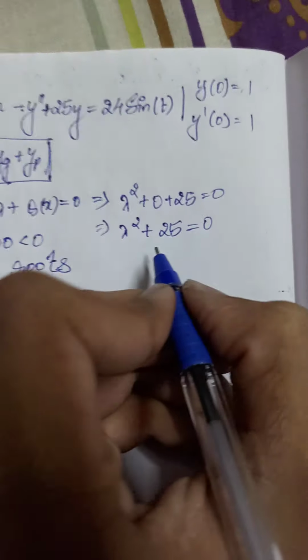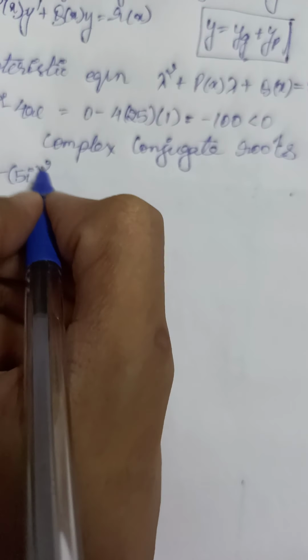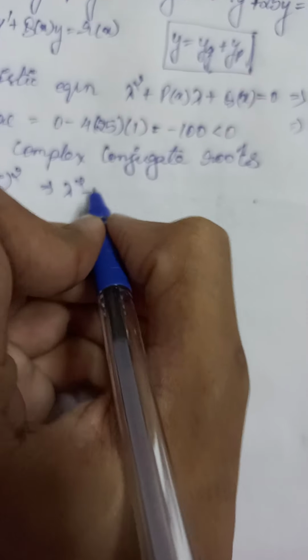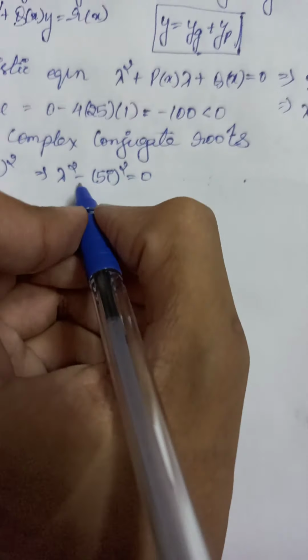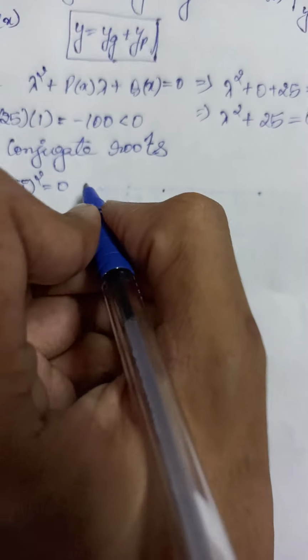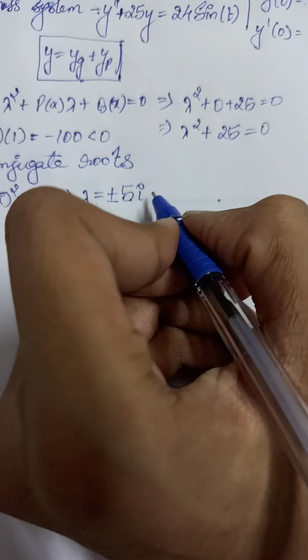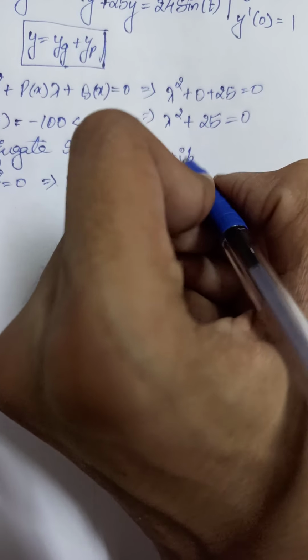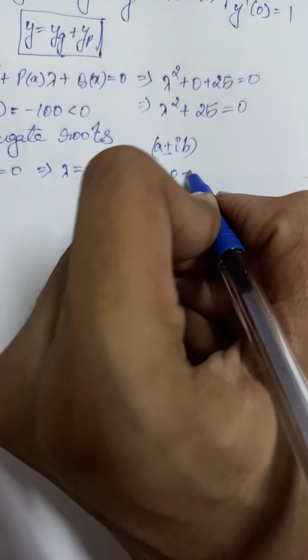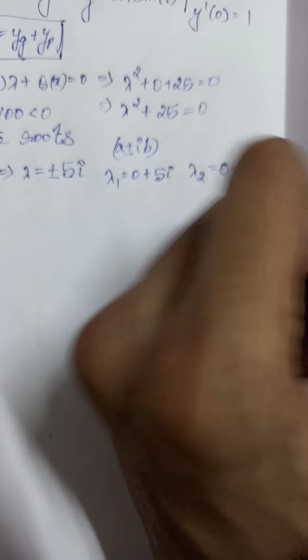In order to find the complex conjugate roots of the equation lambda square plus 25 equal to 0, I will write plus 25 as minus 5i whole square, which implies lambda square minus 5i whole square equal to 0. I square is minus 1, minus 2 minus plus, 5 square is 25, so we get back the same equation, and hence lambda equals plus or minus 5i. A complex number can be represented in its general form as a plus or minus ib, and hence I'll write lambda 1 equal to 0 plus 5i and lambda 2 equal to 0 minus 5i.